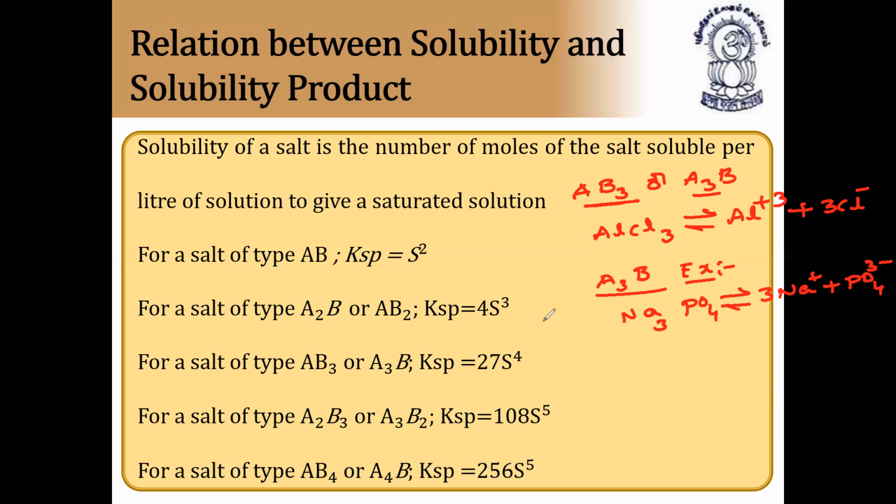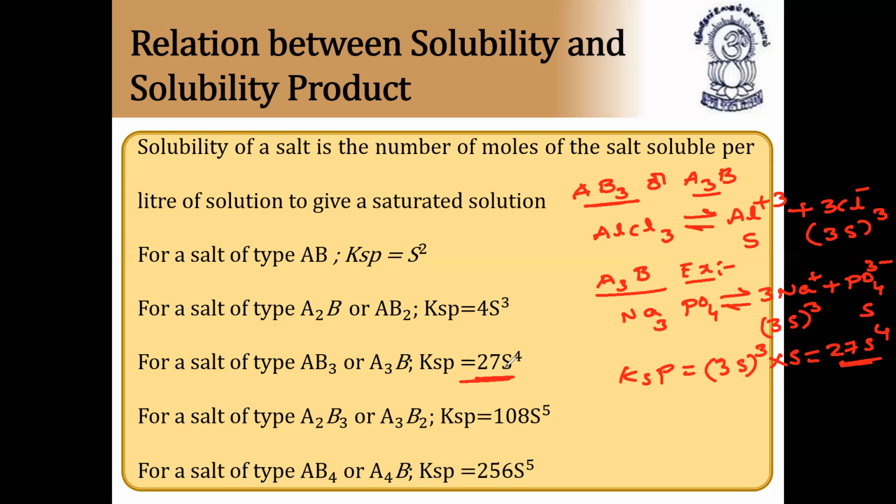So how to find solubility for this? For this, KSP is S into 3S whole cube. Wherever you have a number of moles, you take that as the coefficient, and this is S. So for this type of salt, KSP is equal to 3S whole cube into S, which is 27S power 3 into S, that is 27S power 4. In this way you will get it.